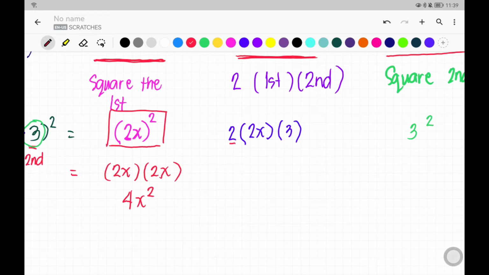Yung 2, i-times lang natin sa 3. Lahat naman yan positive. Alam niyo naman na yun. 2 times 2, that is 4 times 3, that is 12 already. So, si x ay copy na lang natin kasi wala namang katulad na variable.